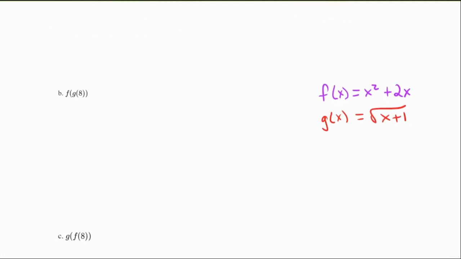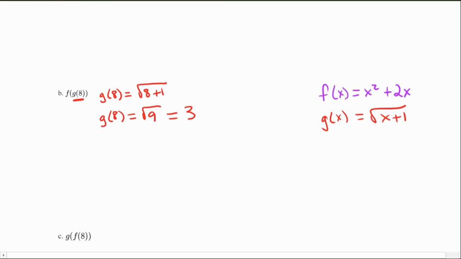Second one here, f of g of 8. The first thing I'm going to do is work inside out. So g of 8 equals the square root of 8 plus 1. So I got g of 8 equals the square root of 9, which in this case I'm going to call positive 3.